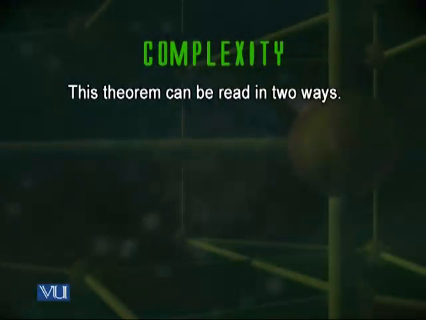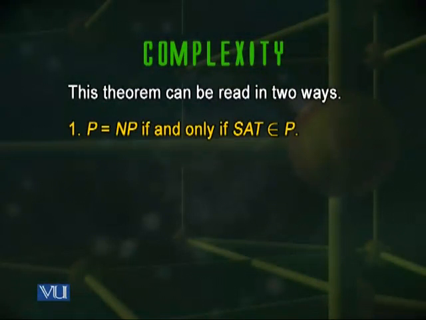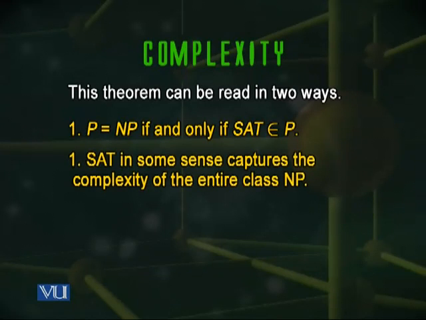This theorem can be read in two ways. The first way to read it is that P is equal to NP if and only if SAT is in P. The second way to read it is to say that SAT captures the complexity class NP. If you think about it, the first statement, P is equal to NP if and only if SAT is in P, seems to say that if you want to prove that P is equal to NP, then all you have to do is give a polynomial time algorithm for this one problem, satisfiability.